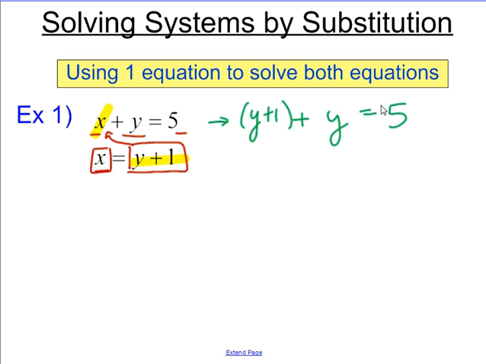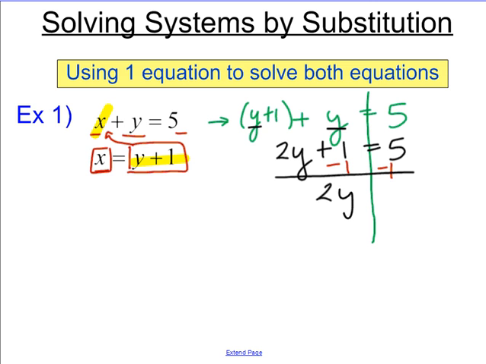Now, hopefully, you see that we can solve it like we've been solving equations from Module 7. We have y plus 1 plus y. We can combine like terms, because I have a y and a y, I have two y's, plus 1 equals 5. Now we're at a two-step equation. If I subtract 1 from both sides, I will get 2y equals 4. Divide both sides by 2, and I find out that y equals 2.